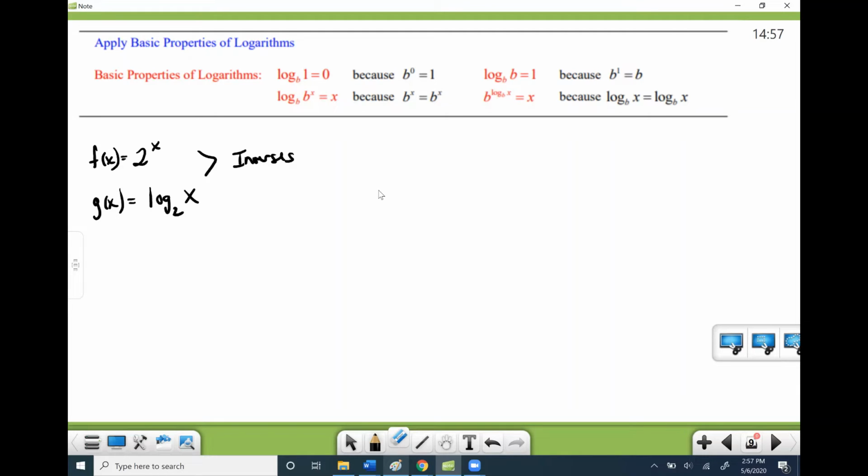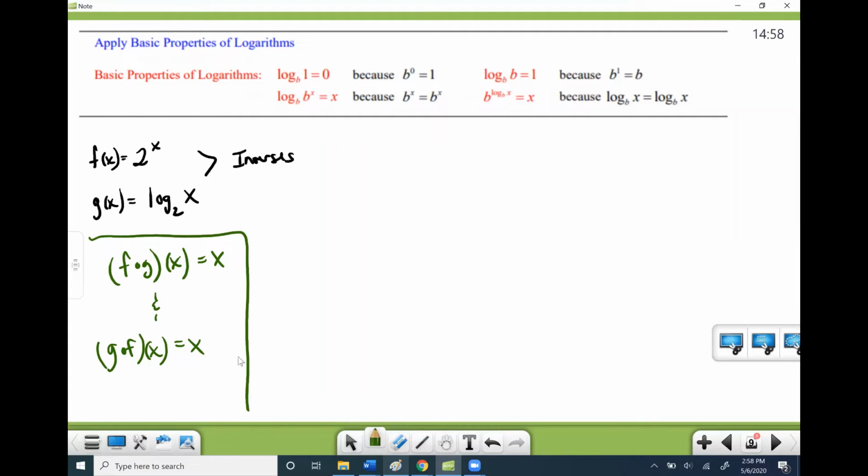So what does that mean if these are inverses? Recall that means the following: if I plug g into f, I get x, and if I plug f into g, I get x. They're going to undo each other. So let's do that really quickly and see what that looks like.